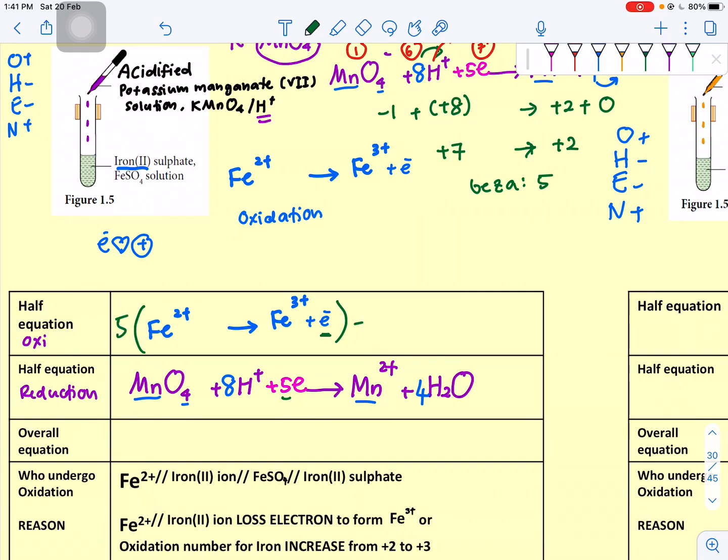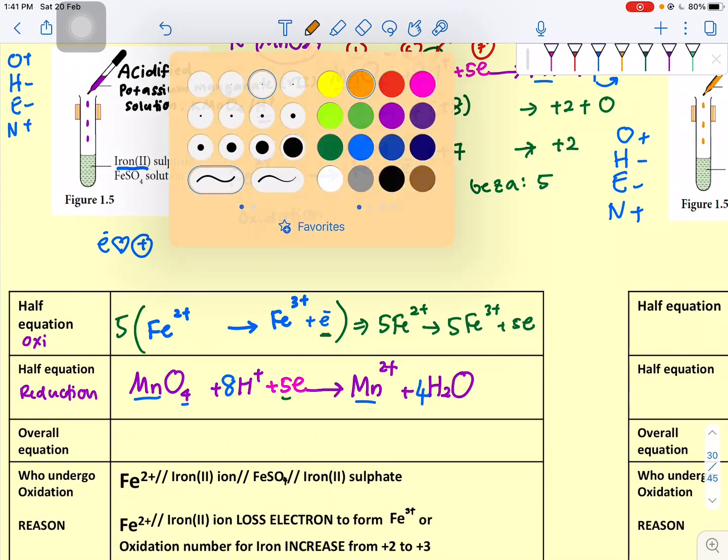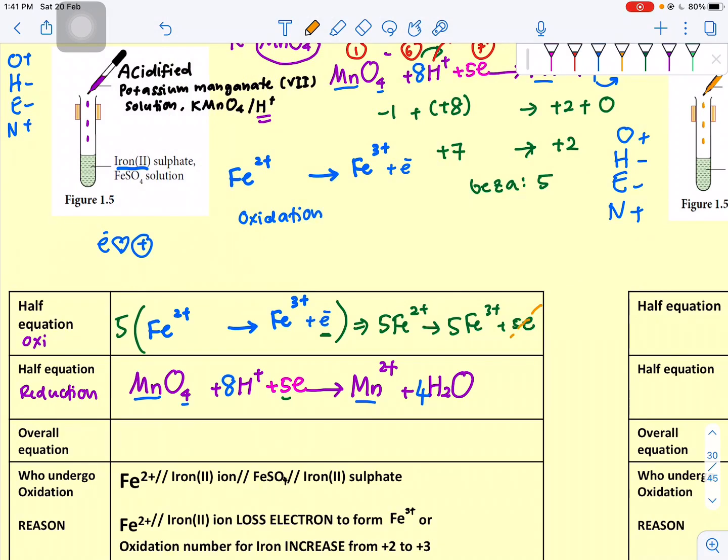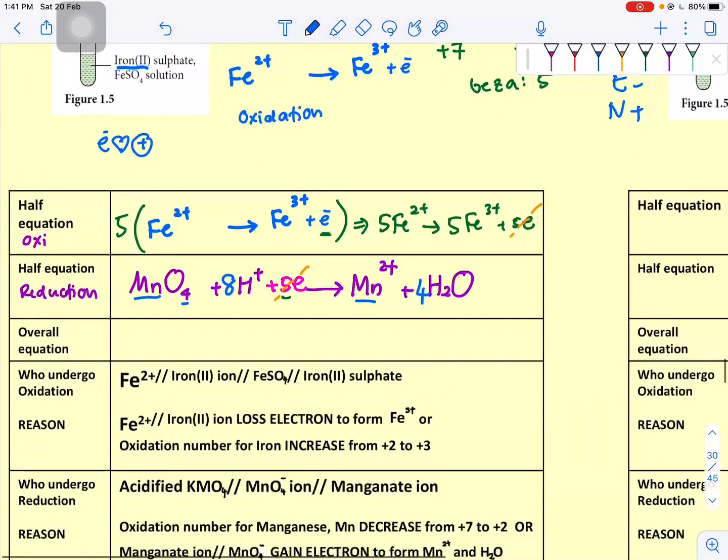So apa yang akan keluar? Dia akan keluarkan 5Fe2+ turns to 5Fe3+ 5E. So ini yang kita akan cancel. Cancel apa yang perlu di cancel? Kita akan cancel the electron. So apa yang tinggal? Salin balik. Kiri sama kiri, kanan sama kanan.